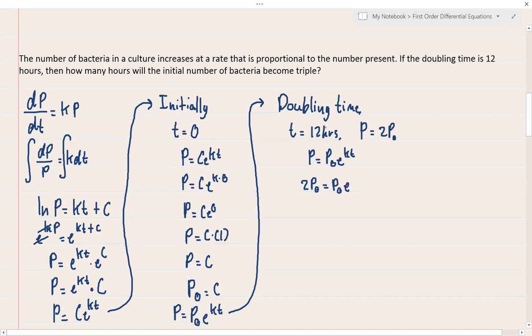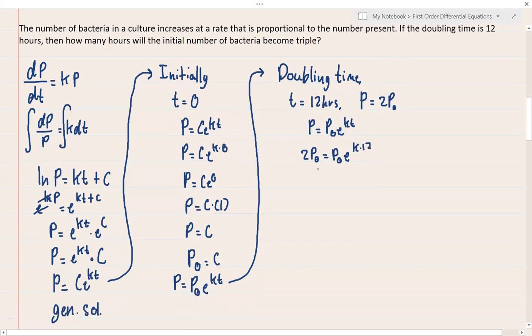Okay? So remember your T is 12. So k times 12. So let's simplify. Both sides meron silang P sub 0 or initial P. So we can divide it on both sides. So we will have 2 is equal to e raised to k times 12, magiging 12k.